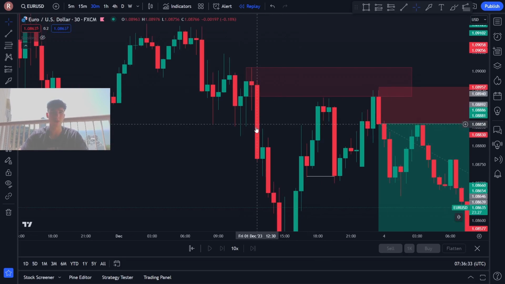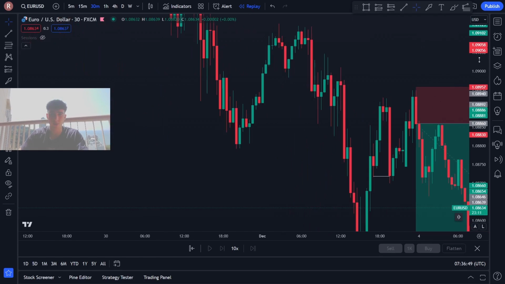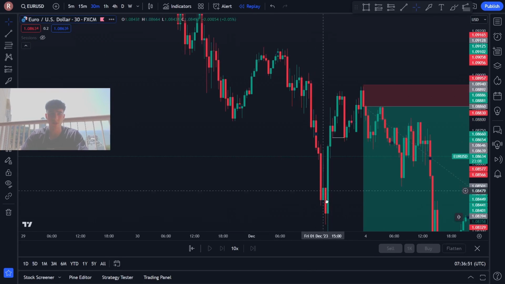So for supplies, it's just the same, just the other way around. Did any part of the green candle come lower than the red? For demands, did any part of the red candle go higher than the green candle? So I delete this zone and I zoom out a bit. Of course, you can see this is our normal supply zone.